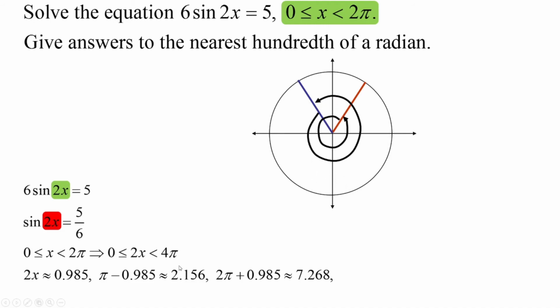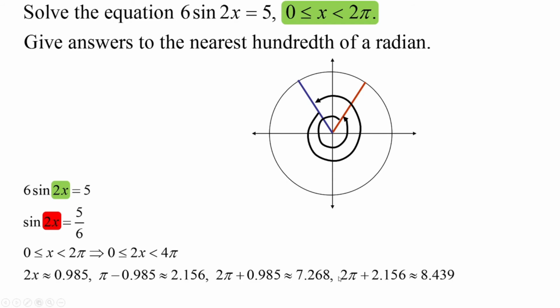All right, so that was what? 2.156? So let's go 2 pi plus 2.156. 2 second pi plus 2.156. And I'm getting 8.439. There you go, right there.